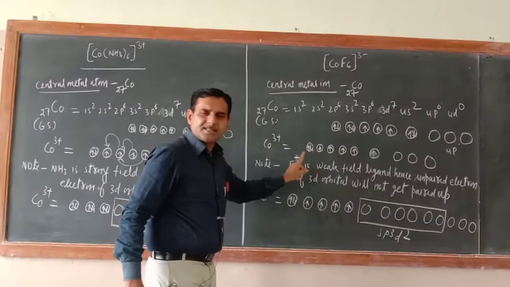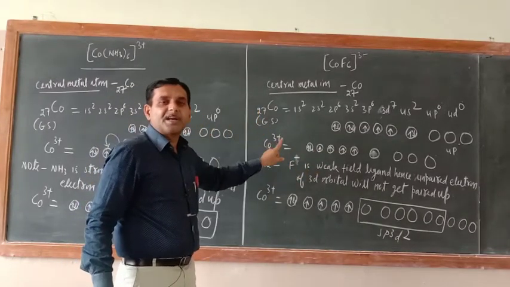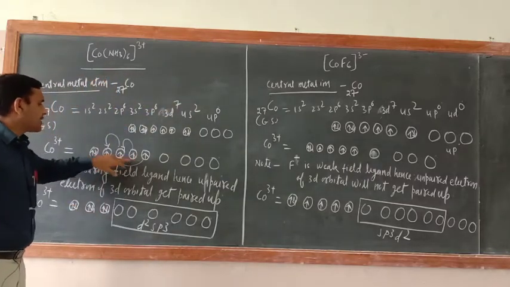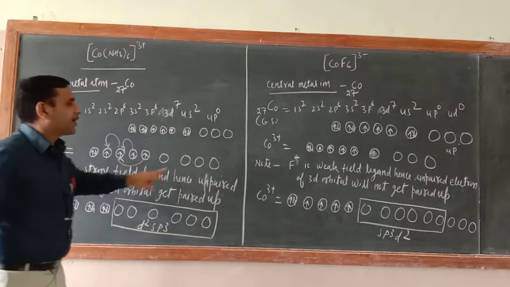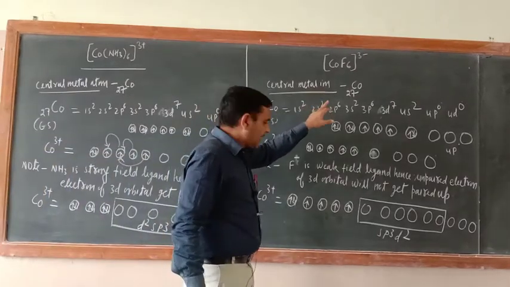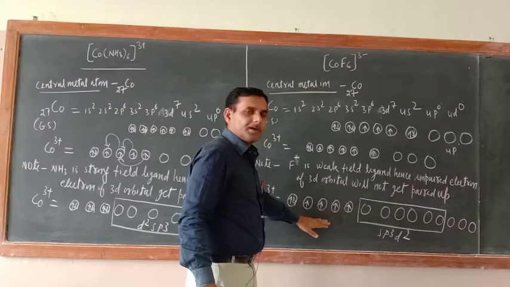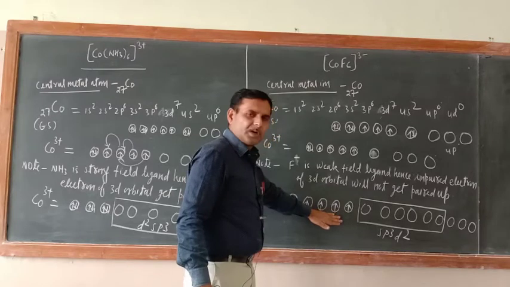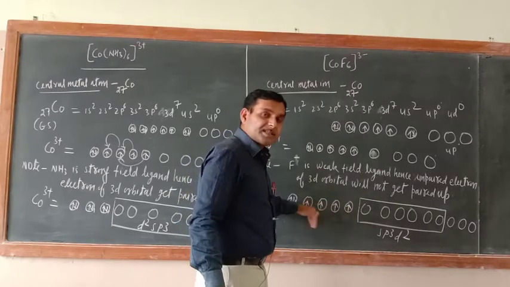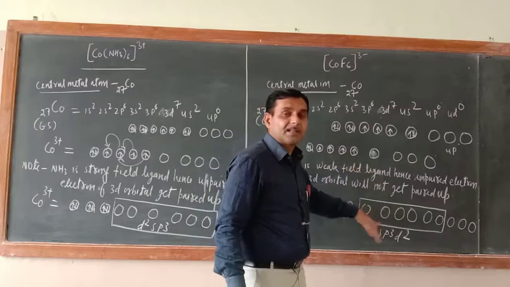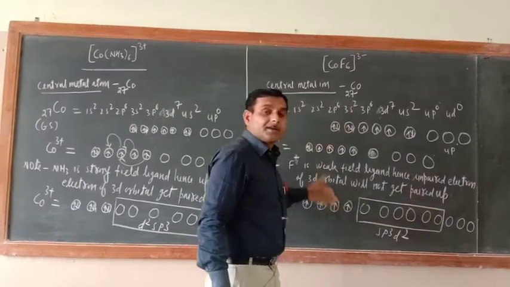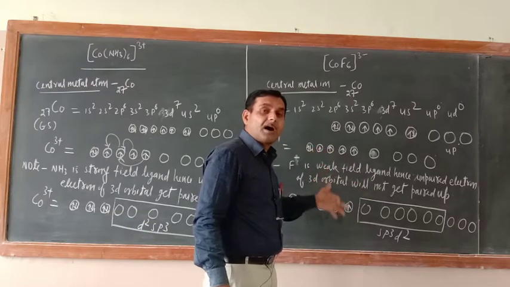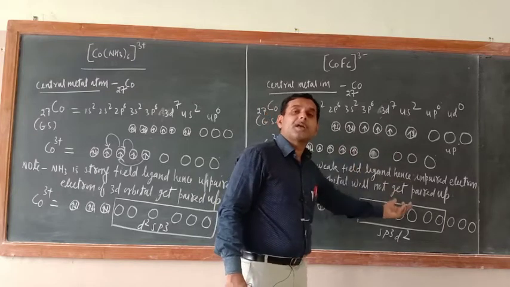So who has made the difference? The nature of the ligand has made the difference, because here a strong field ligand was there, that is why these unpaired electrons get paired. Here fluoro was a weak field ligand, so it was unable to make them pair up. So they are as it is only. Now the central metal atom is forced to take the help of the nd orbital, that is the 4d orbital.